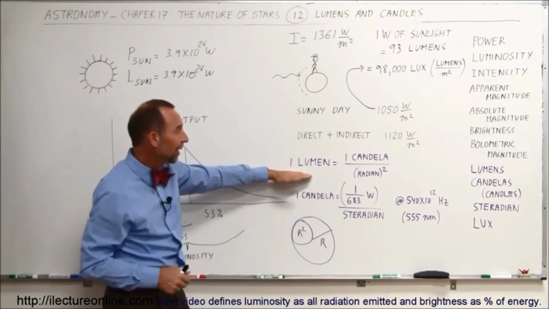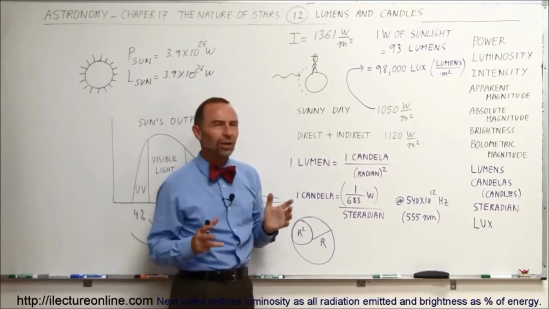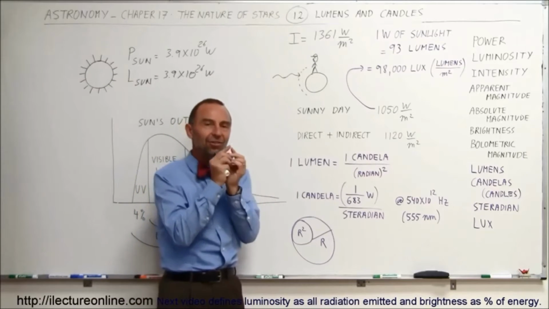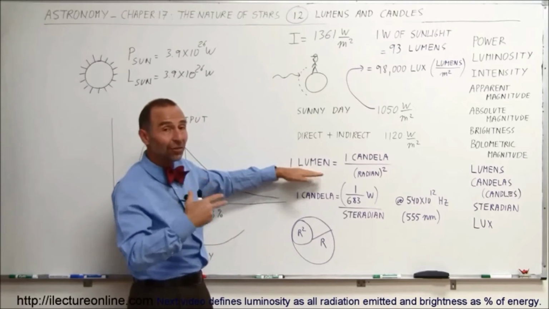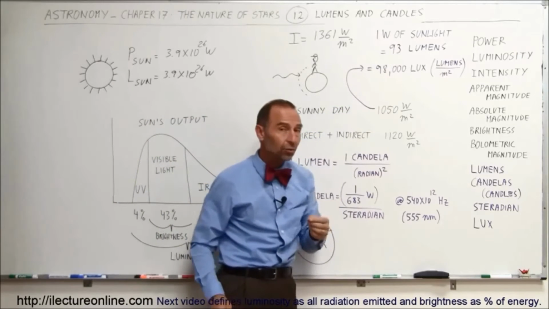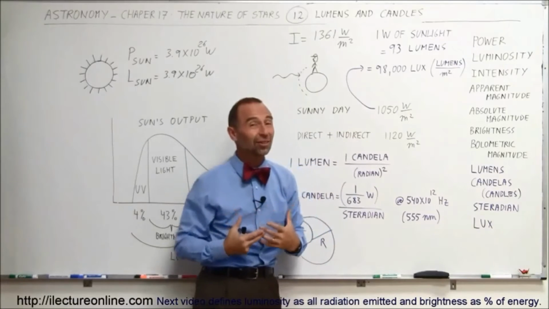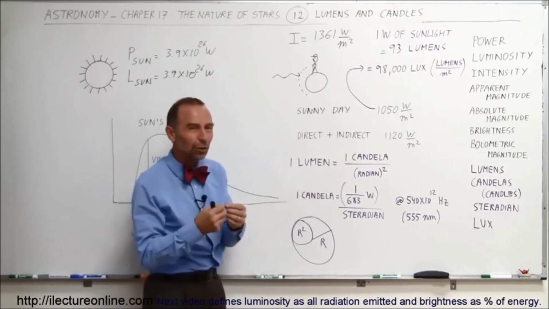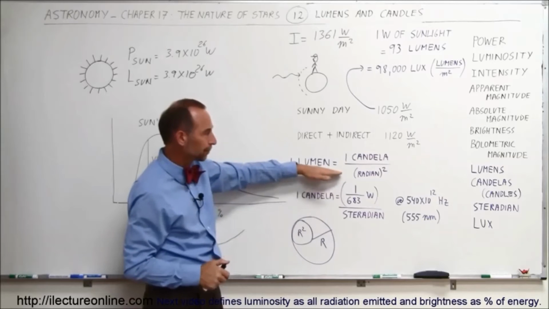Now, a lumen can be defined as a candela per square radian. Wow, what is all that? Well, a candela is a fancy word for candle, the amount of light a single candle puts out. So what that means is that the brightness of the sunlight when it reaches the earth is the equivalent of 98,000 candles shining per square meter surface. So the sunlight is extremely bright compared to the light of a single candle, for example. And that's really where the terminology candela or candle comes from. It's the light put out by a candle.